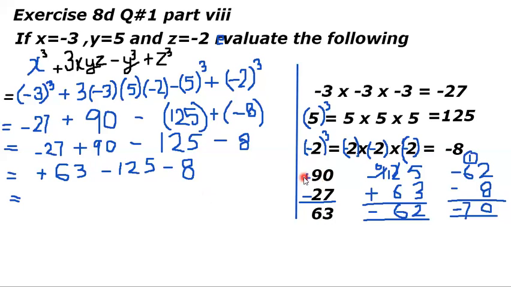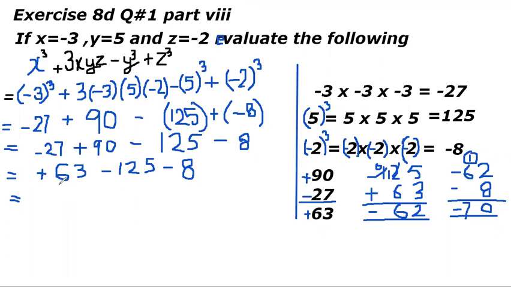Look, the positive sign is larger in amount. Positive signs are more than negative signs. So the answer will have the positive sign. Okay, there is no sign with 63, which means it has a positive sign. Positive 90 minus 27 gives us positive 63.